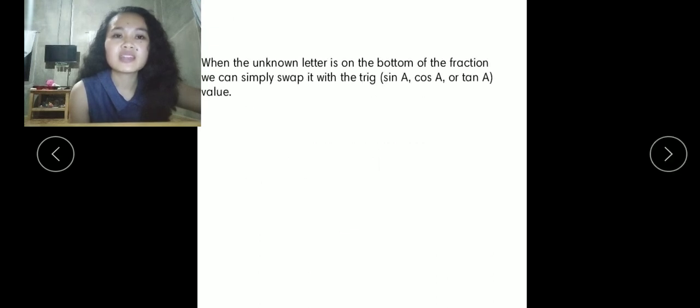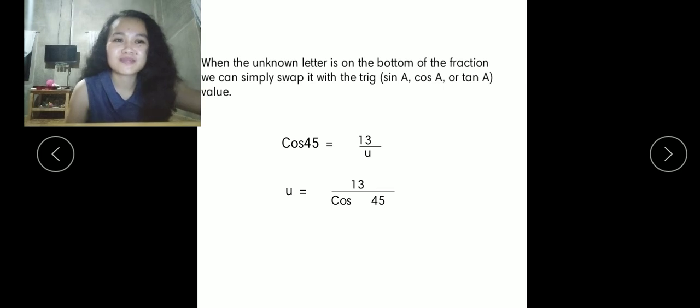So when the unknown letter is on the bottom of the fraction, we can simply swap it with the trigonometric value, sine A, cos A, or tan A. Example. So cos 45, and we have u, just simply swap. So that becomes u equals 13 over cos 45. So that is the shortcut method.